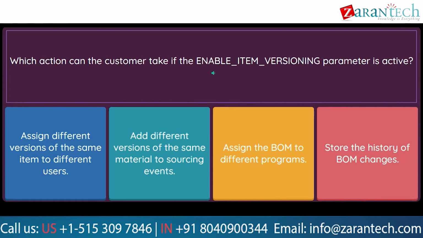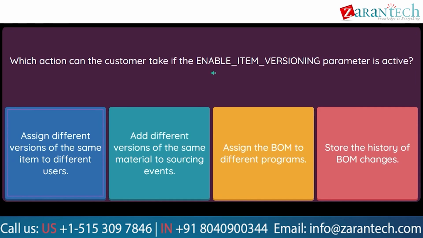Question: which action can the customer take if the enable_item_versioning parameter is active? Option 1 Assign different versions of the same item to different users. Option 2 Add different versions of the same material to sourcing events. Option 3 Assign the BOM to different programs. Option 4 Store the history of BOM changes.